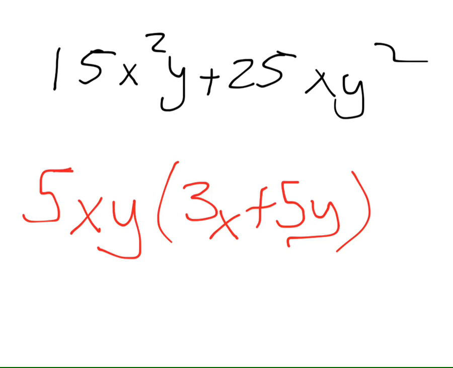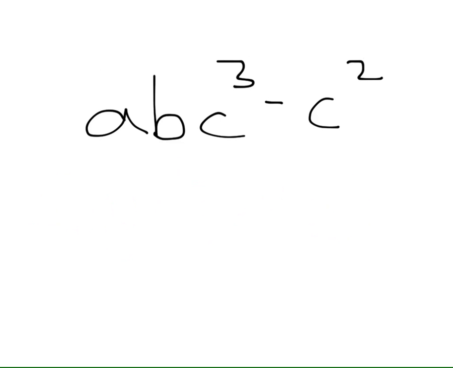So I factored out a GCF there. Again, if I redistribute these, I should get this in return: 15x squared y, I get that, and 25xy squared, I get that. Okay, just bringing out a GCF. Does that make sense, guys? Try this one just a second.